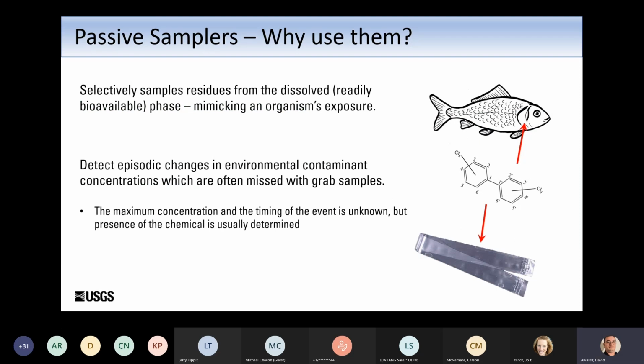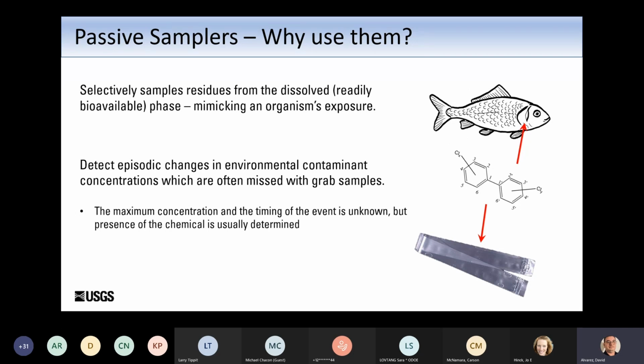Passive samplers only sample chemicals from the dissolved phase. Chemicals that are bound to suspended sediment, colloidal material, or the like will not be sampled. The dissolved phase therefore mimics an organism's exposure through respiration and direct absorption into the body.